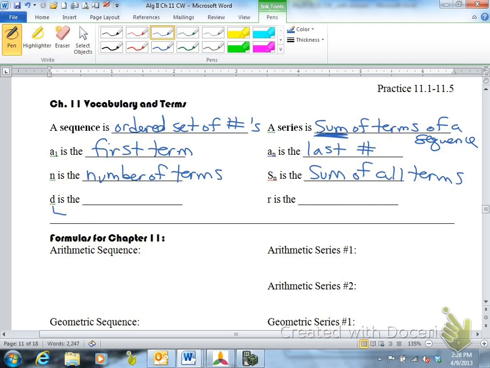D, if you see D, that lets you know that it's an arithmetic sequence or series. D is the common difference, what you add or subtract to get to the next number. And R stands for ratio or rate, and that's related to geometric sequence. I won't do the formulas, you have them in your notes.